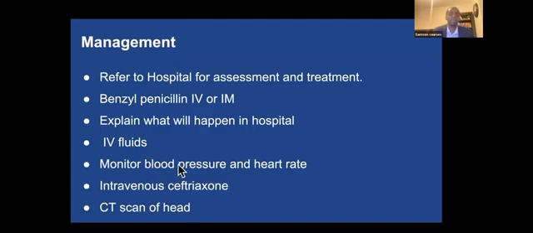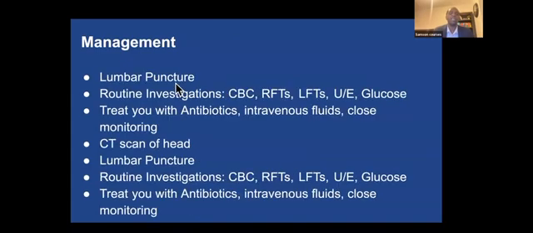They'll monitor your blood pressure and your pulse. They may give you intravenous antibiotics when you're in hospital, which are different antibiotics. Which one? Ceftriaxone. What else can they do in hospital? A CT scan of the head. A lumbar puncture: this is a diagnostic investigation where they take some fluid from your spine. They put a needle in your back and take some fluid from your spine to confirm whether you've got meningitis or not. Then routine investigations.